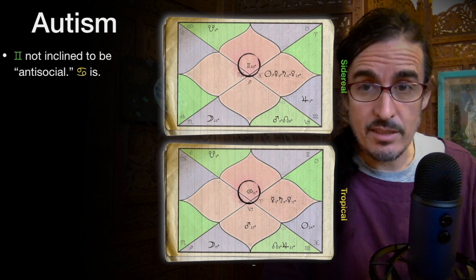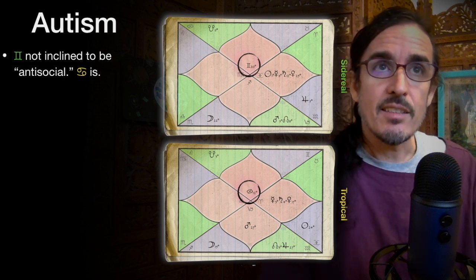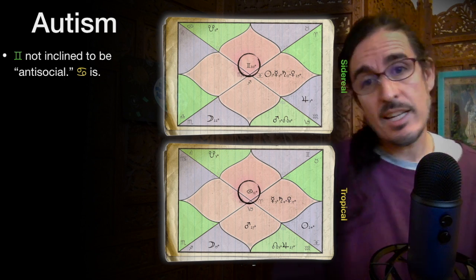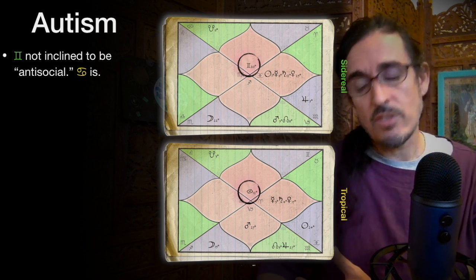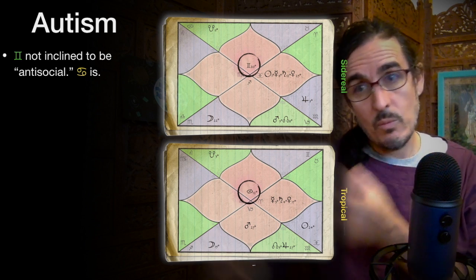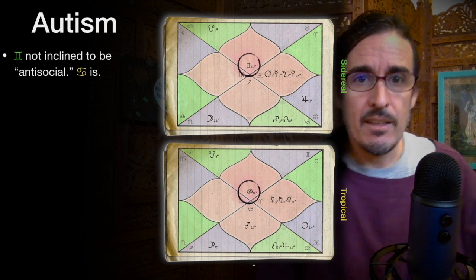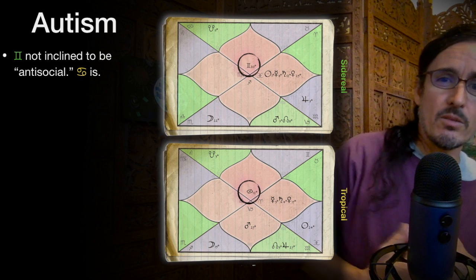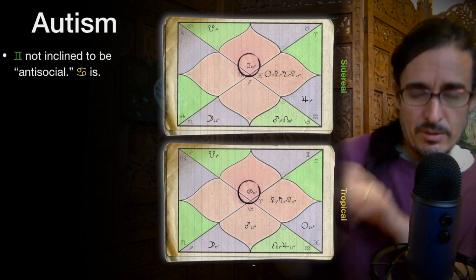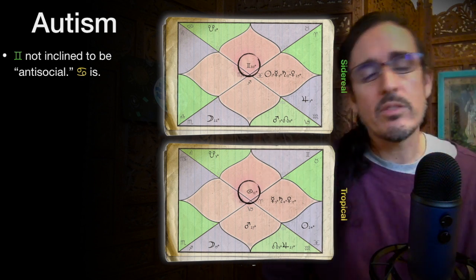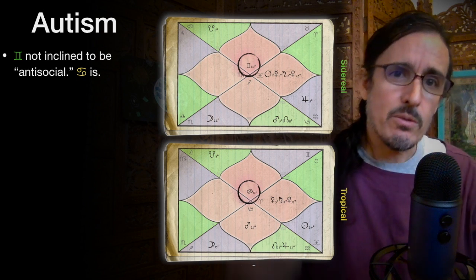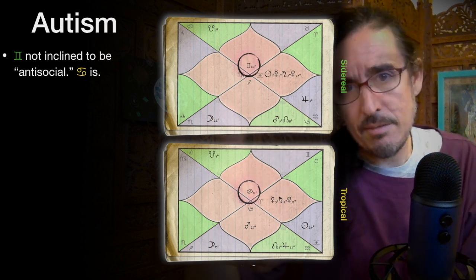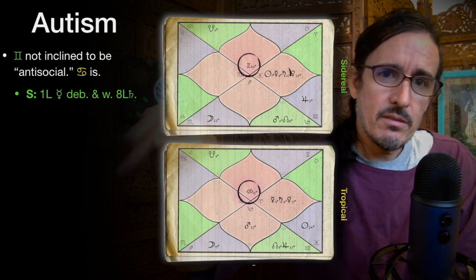So there's different rising signs here. Gemini is not very inclined to being antisocial, just the opposite. Gemini is very inclined to wanting to interact with people, whereas Cancer is very inclined to being antisocial and wanting to be private or different, withdrawn from people. The sidereal chart, however, will say, well, look, it's a Gemini rising, but look where the first lord is.